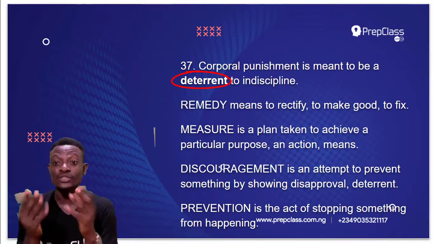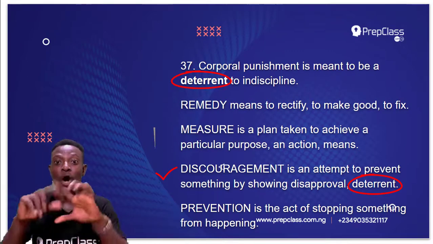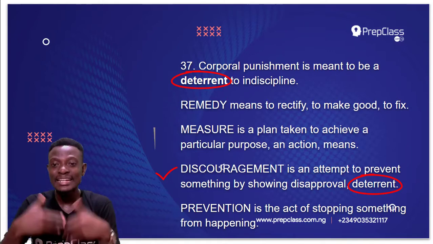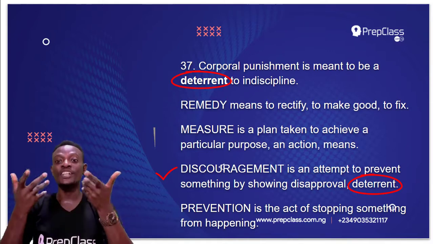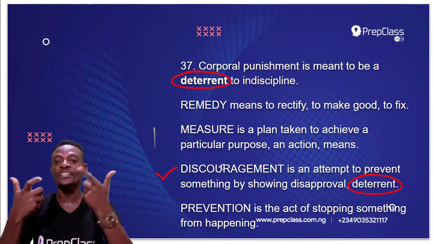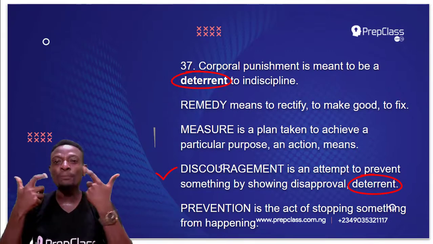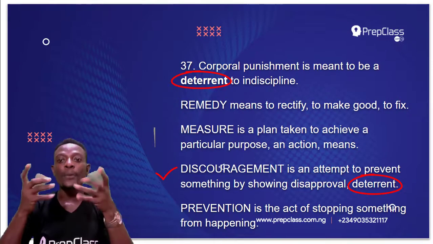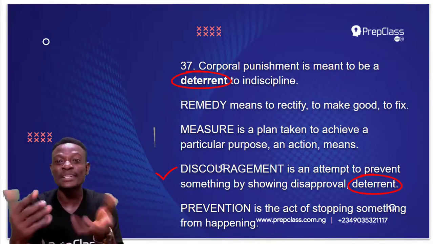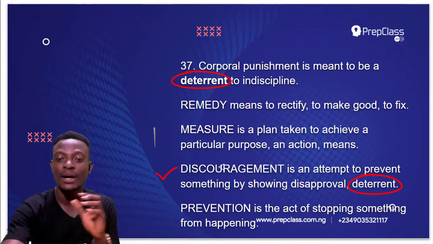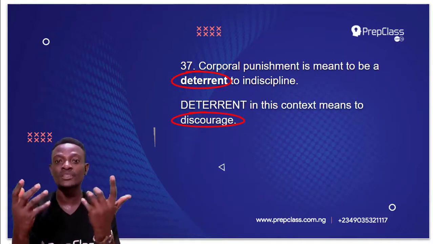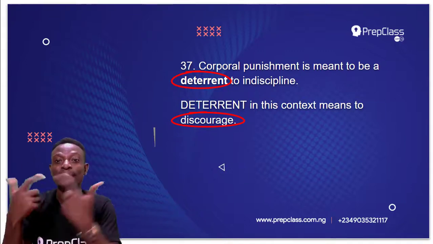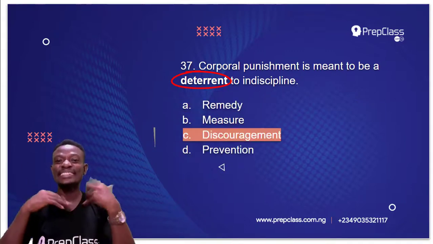So the answer to this question is definitely discouragement, because deterrent is part of the explanation for the word discouragement. It is an attempt to prevent something by showing disapproval. It is not prevention, because prevention is the act of stopping something from happening. It is not possible to stop indiscipline, but indiscipline can be discouraged. Deterrent in this context means to discourage. When people are being flogged or punished, it is meant to discourage them from being indisciplined. So, the answer to this question is discouragement.